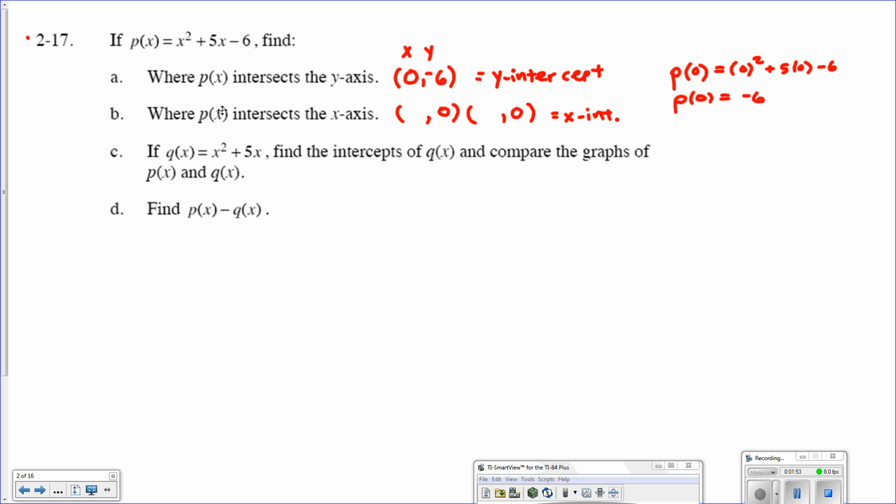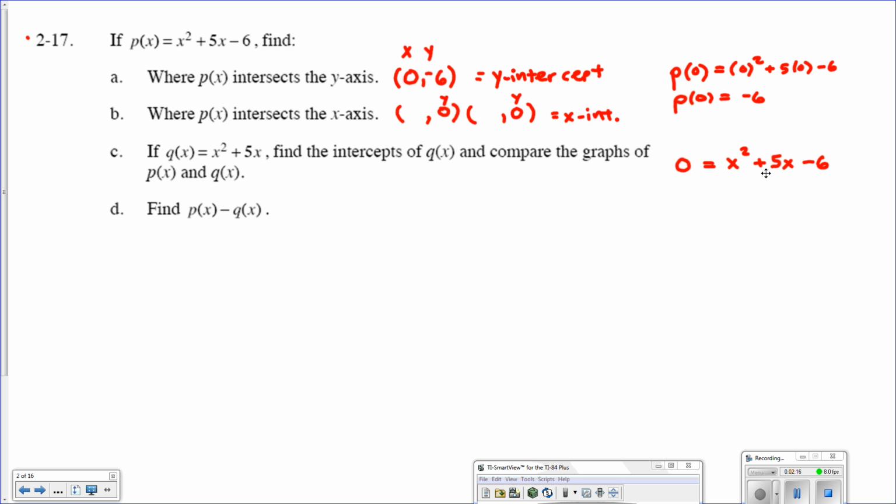So let's take it here. We want our output to be 0. Our y has to be 0 here. So we're going to set up our equation as 0 equals x squared plus 5x minus 6. And we're going to solve it for x.